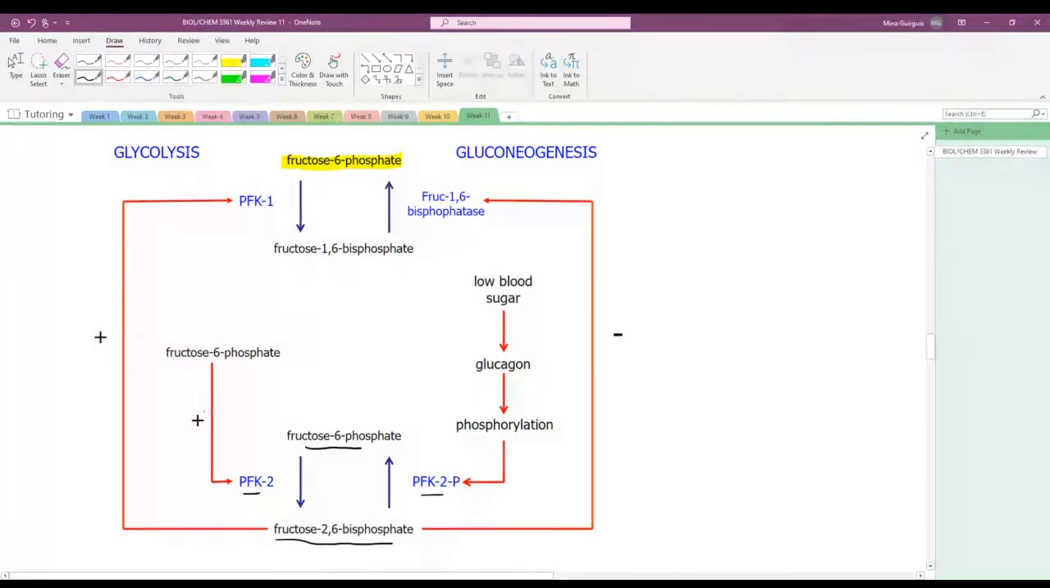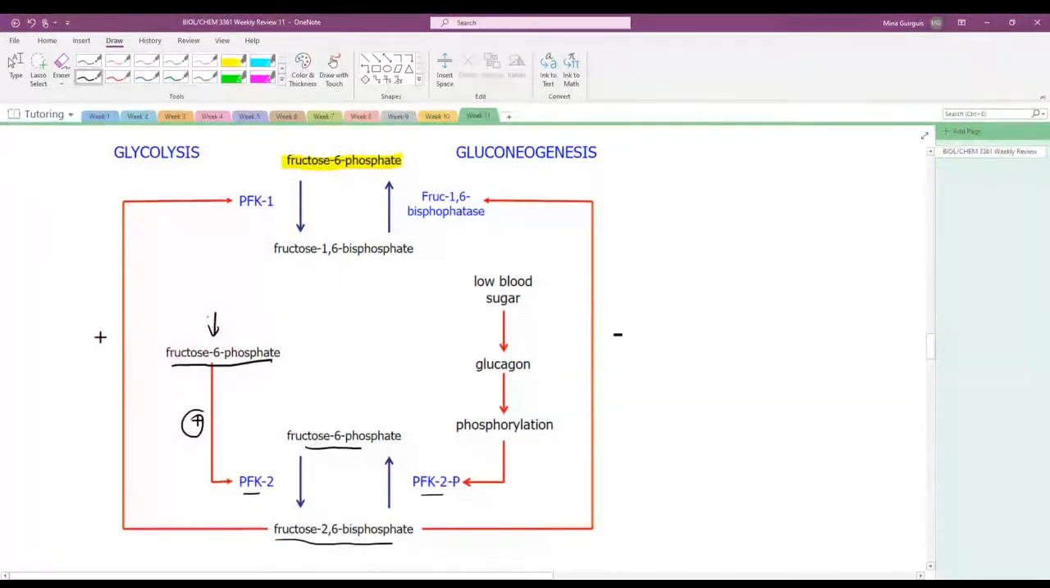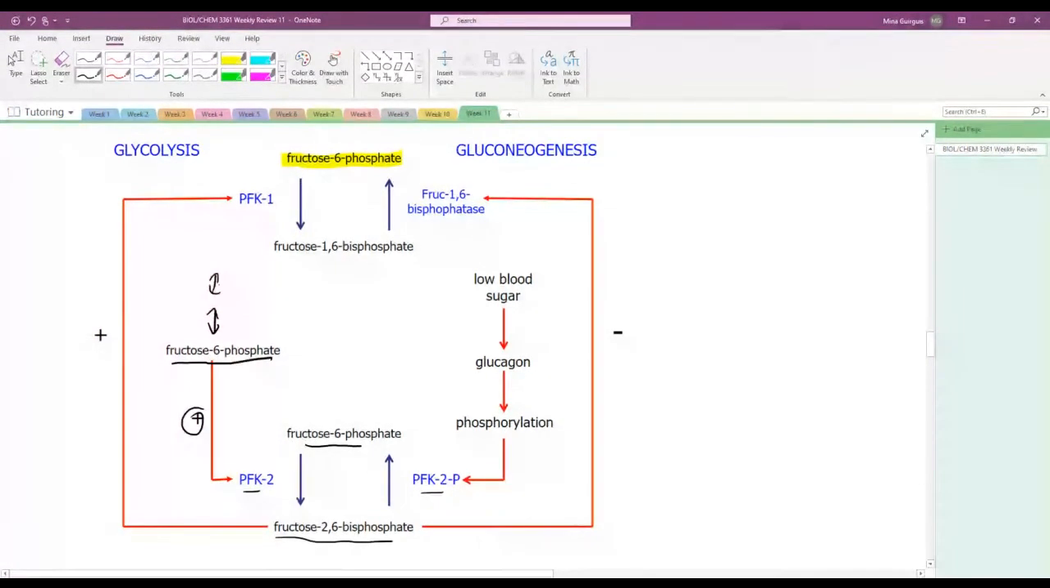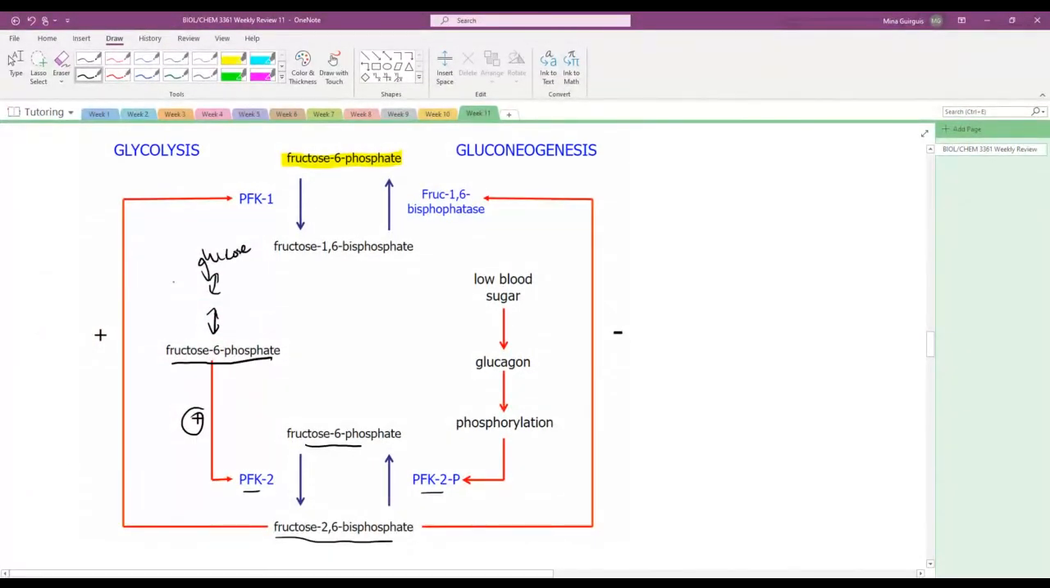PFK2 is activated by higher concentrations of fructose 6-phosphate. So let's think about that. Fructose 6-phosphate means, when we keep trending backwards, we have glucose. When we have a lot of glucose, when we have high blood sugar, we get a good amount of fructose 6-phosphate. Fructose 6-phosphate activates PFK2, which phosphorylates fructose 6-phosphate into fructose 2,6-bisphosphate, which then activates PFK1 to make fructose 1,6-bisphosphate to go through glycolysis.